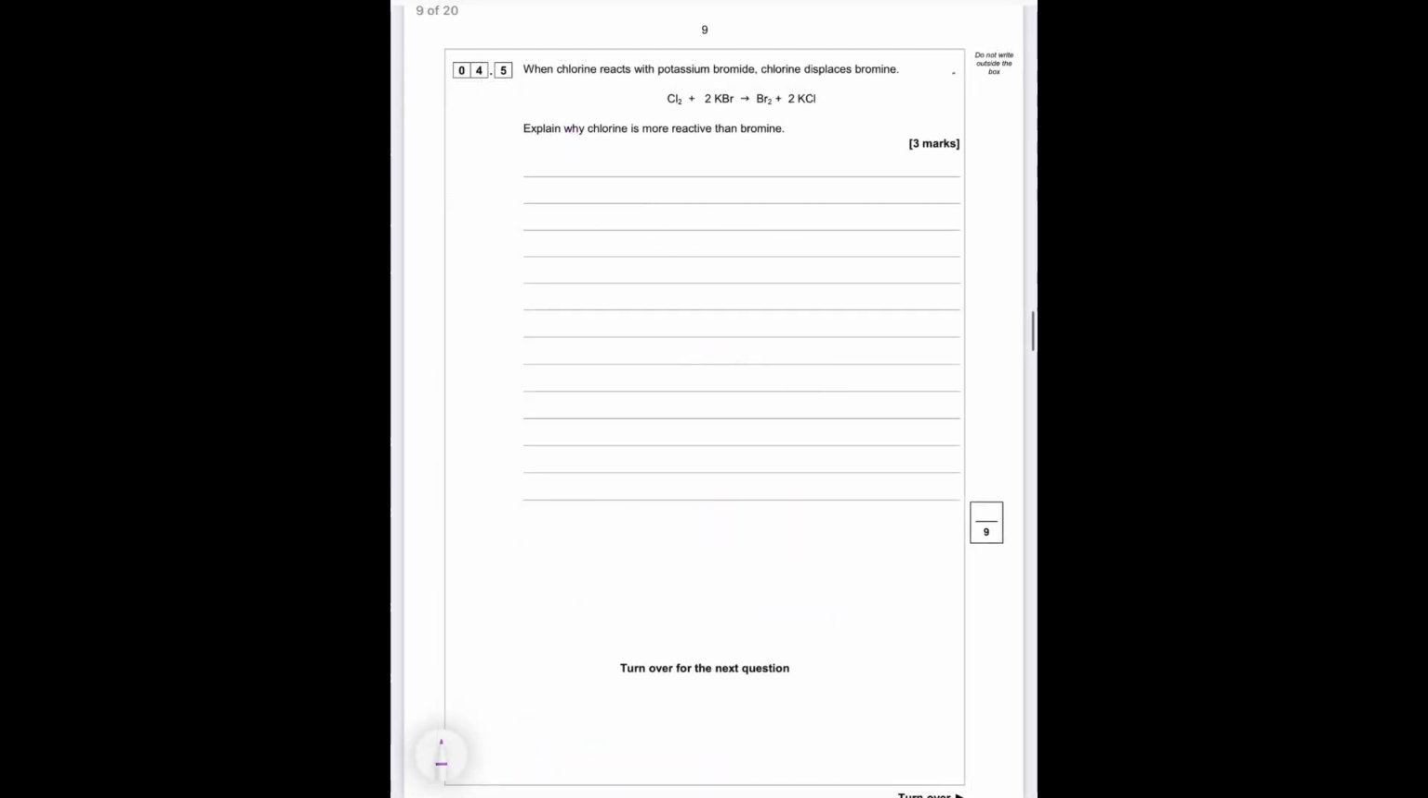For this next question, it says when chlorine reacts with potassium bromide, chlorine displaces the bromine. Explain why chlorine is more reactive than bromine. And it's 3 marks for this question. So first of all, because chlorine is higher in the group compared to bromine, chlorine is a smaller atom with less energy levels.